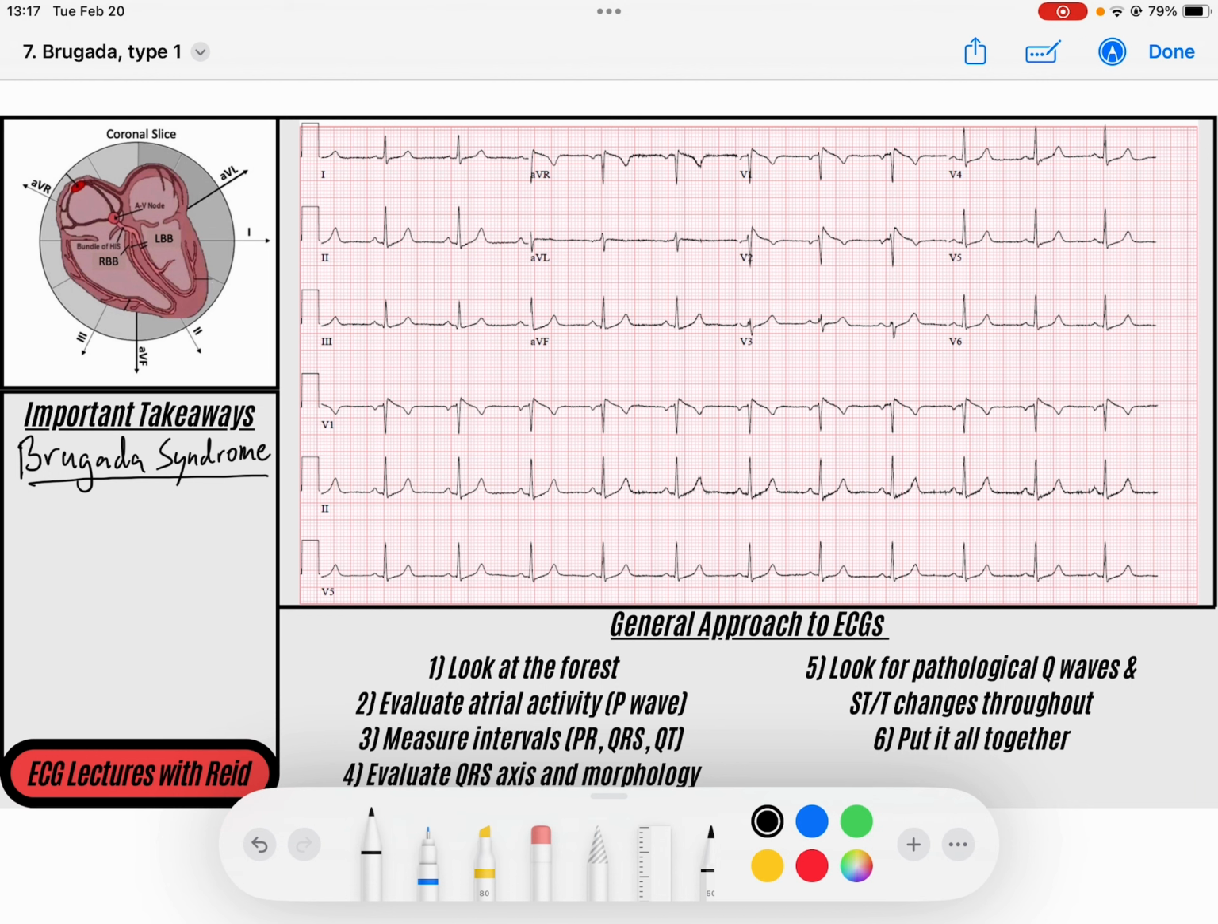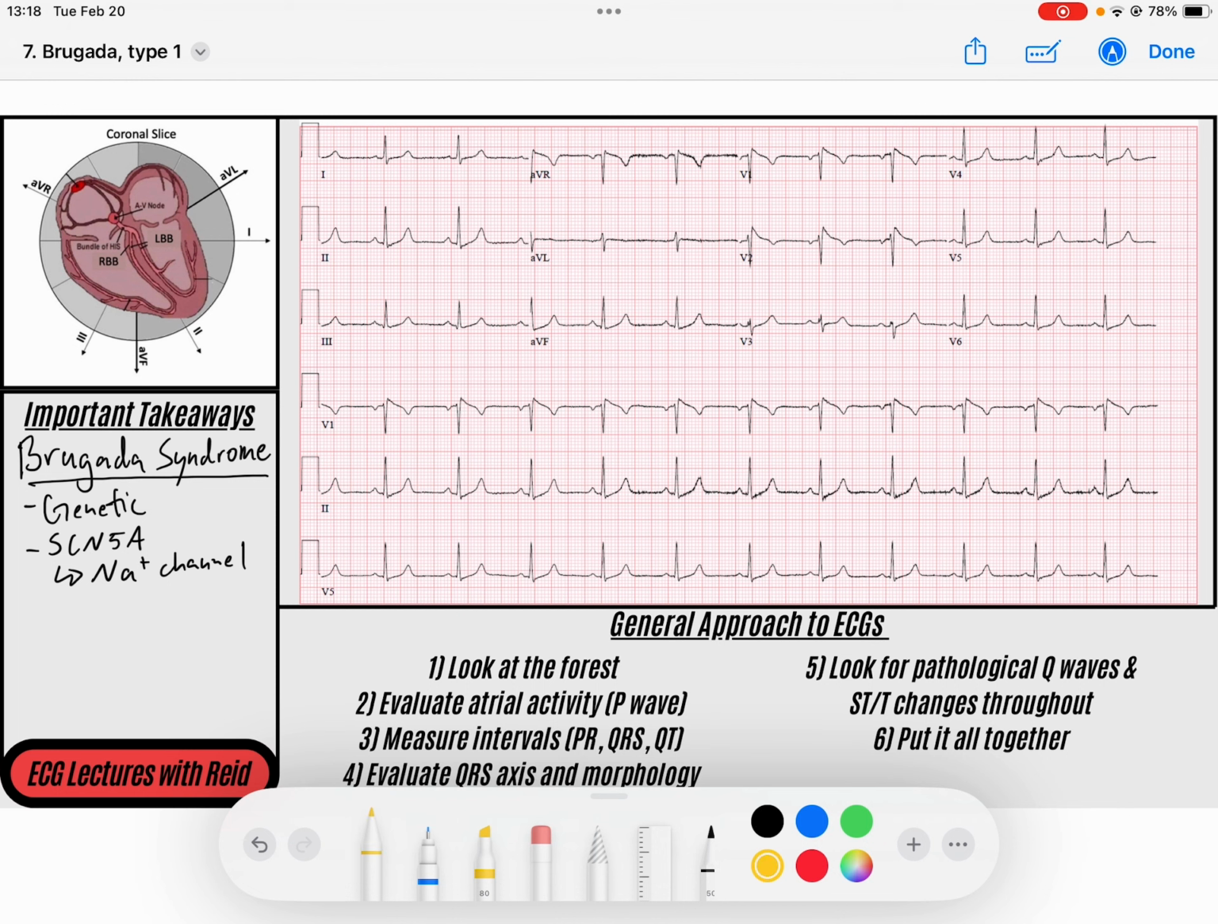So what is Brugada syndrome? Brugada syndrome is a genetic syndrome, and this genetic syndrome is most notably associated with a genetic defect in one of the genes that encodes for this SCN5A protein. This is a sodium channel. This is responsible for voltage-gated sodium channels specific to the cardiac myocyte.